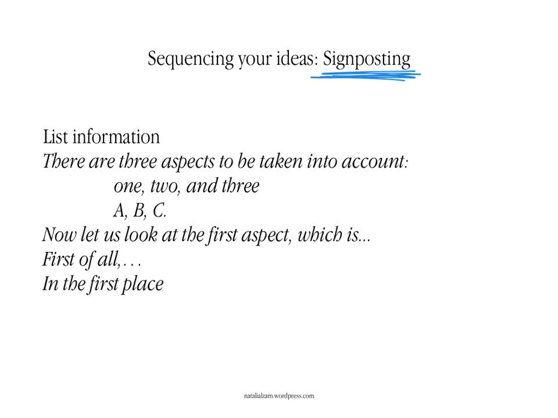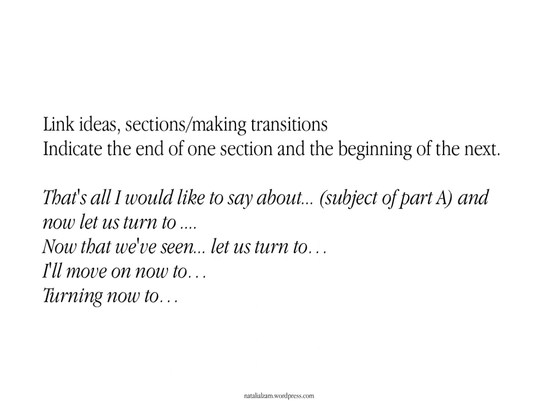Marking the transition, you could say, now let us look at the first aspect, which is blah, blah, blah. You could say, first of all, whatever, or in the first place, blah, blah, blah, whatever. Because you need to link ideas and mark the transitions, you could also indicate the end of one section and the beginning of a following one.